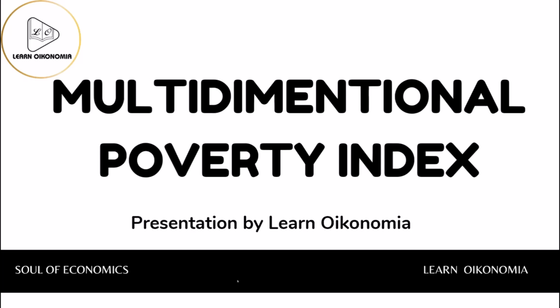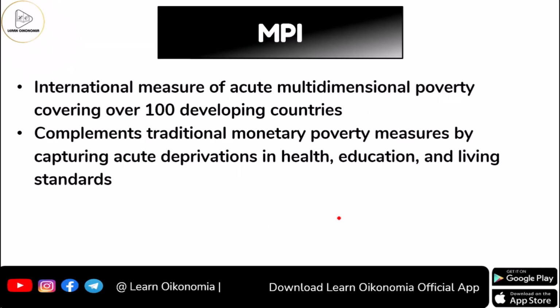Today in this session we are going to discuss the concept of the multidimensional poverty index. Let's have a look into the very same here. The multidimensional poverty index is also known as MPI, which is the short form of the multidimensional poverty index. This is an international measure of poverty. So we would be considering poverty from multiple dimensions.